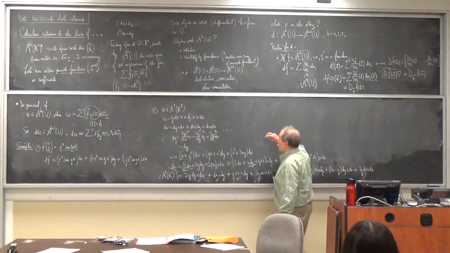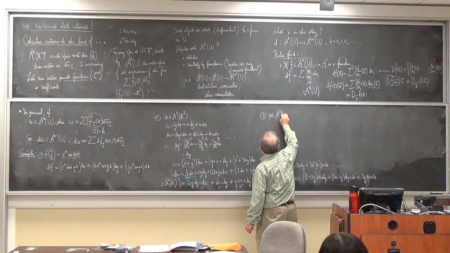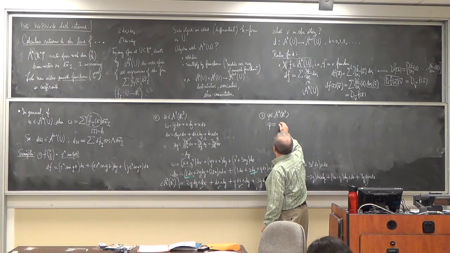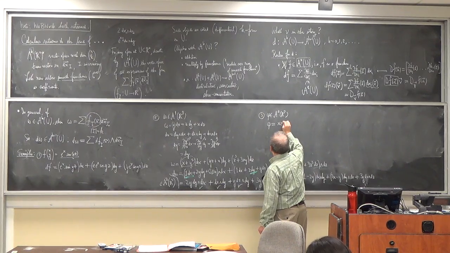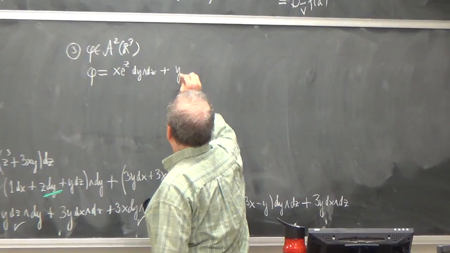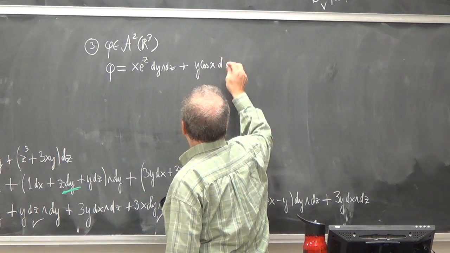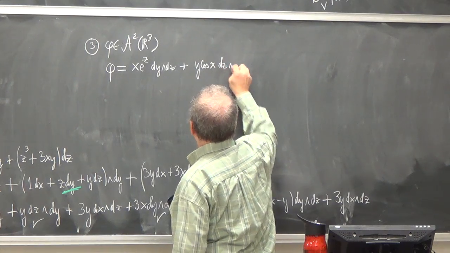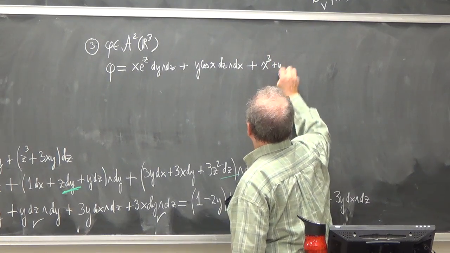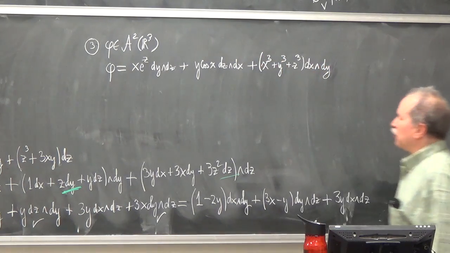So, suppose I started with, say, phi in A2 of R3. Say it's given by x e to the z dy wedge dz plus y cosine x dz wedge dx plus (x cubed plus y cubed plus z cubed) dx wedge dy. What would I get if I took d of that?